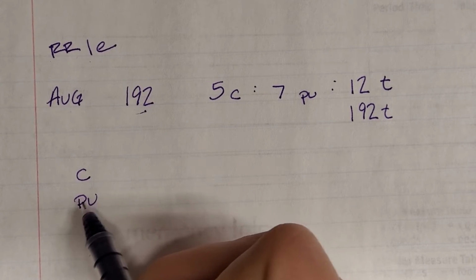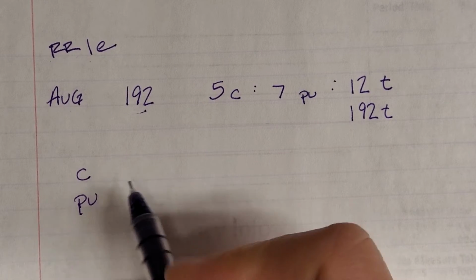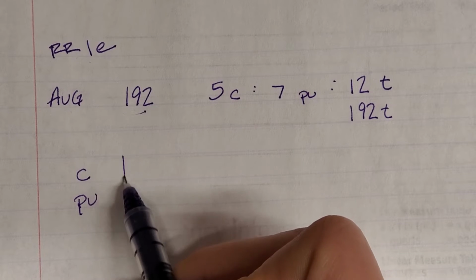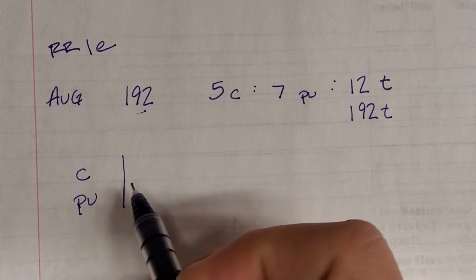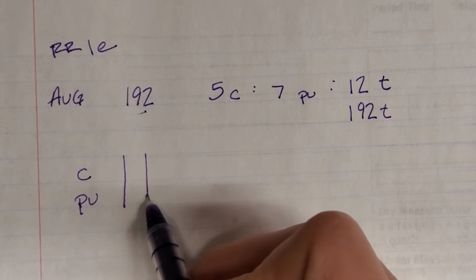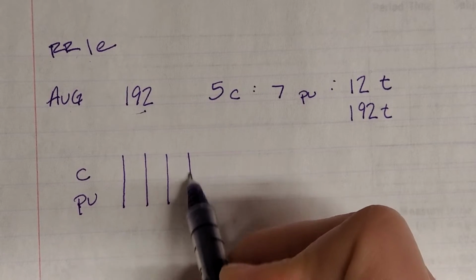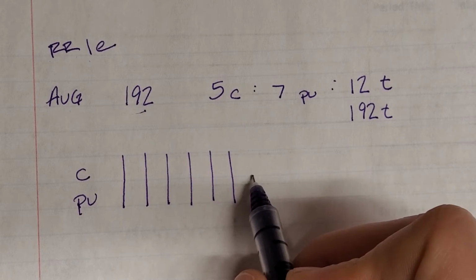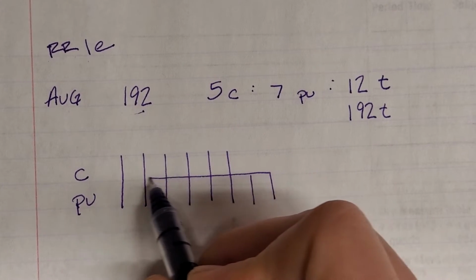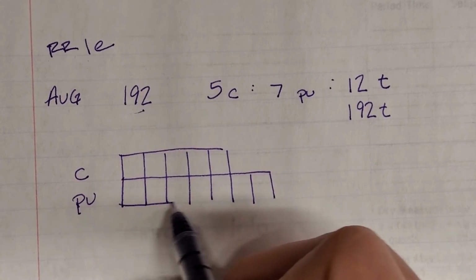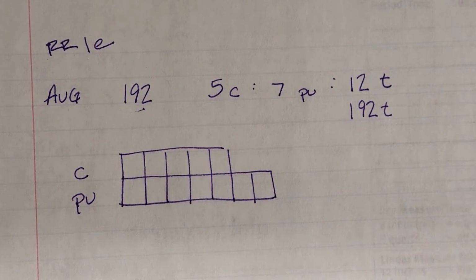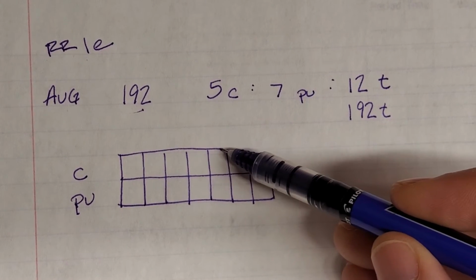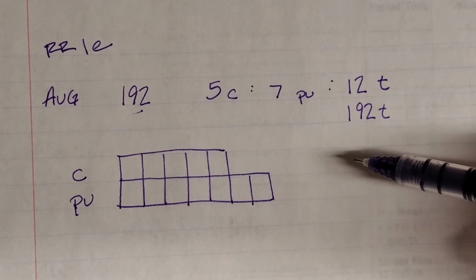Cars and pickups. Remember, your boxes should be same size when you make a tape diagram. Sometimes it helps to draw them both at the same time. So we've got 5 cars. 1, 2, 3, 4, 5, and 7 pickups. 5, 6, 7. That kind of helps have everything be same size. Okay, now let's figure out what we got to do.